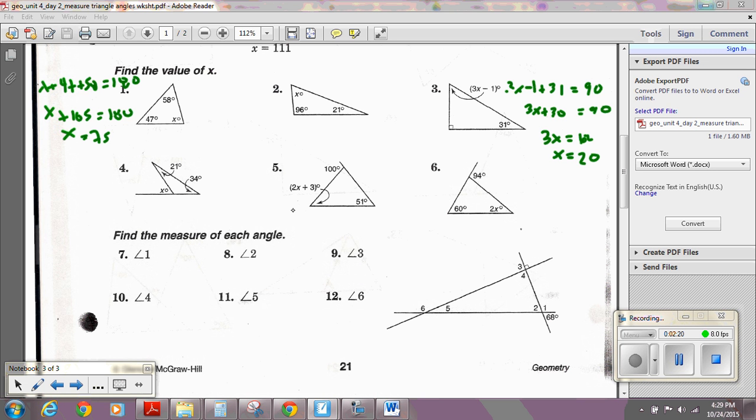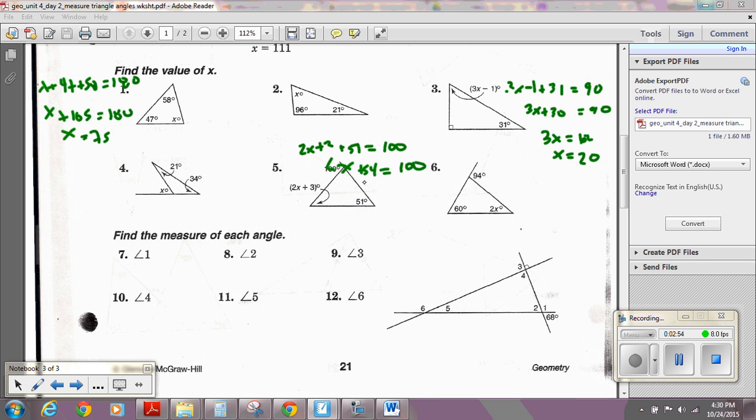On number 5, we'd have an exterior angle equaling 100 degrees. And we know that the other two angles' sum should equal that exterior angle. So that means 2x plus 3 plus 51 should equal 100. I can add 3 with 51, so that would give me 2x plus 54 equals 100.